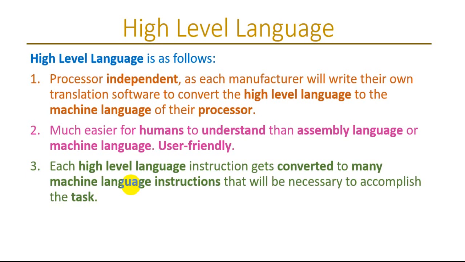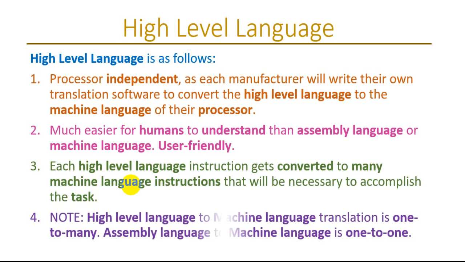So the translator software has to translate it into many instructions in machine language to achieve whatever the high level language command is trying to do. That is why each instruction in the high level language gets converted to many machine language instructions. So this is what we are trying to say: high level language to machine language translation is one to many. One high level language instruction will become several, sometimes maybe 50, 60 lines of machine language.